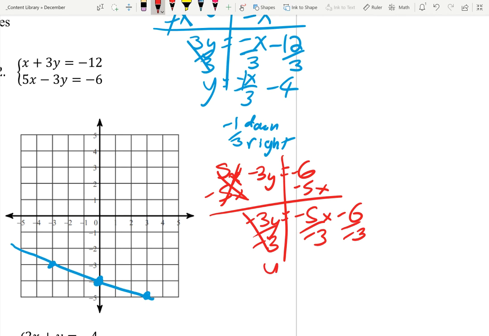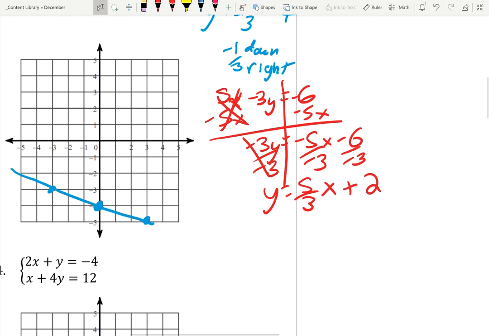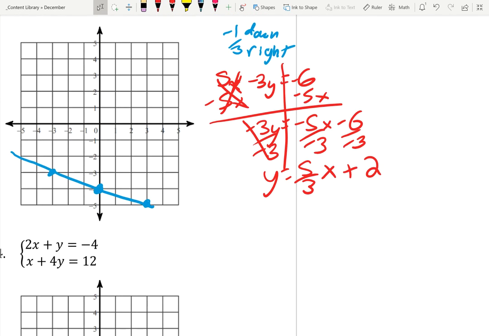All right, so we end up having y equal to, the two negatives here cancel out. So it's going to be a positive 5 over a positive 3x. And then -6 over -3 also cancels out. So we get a positive 2 on that one because 6 divided by 3 is 2. So our y-intercept is at 2. It's going to put us here.